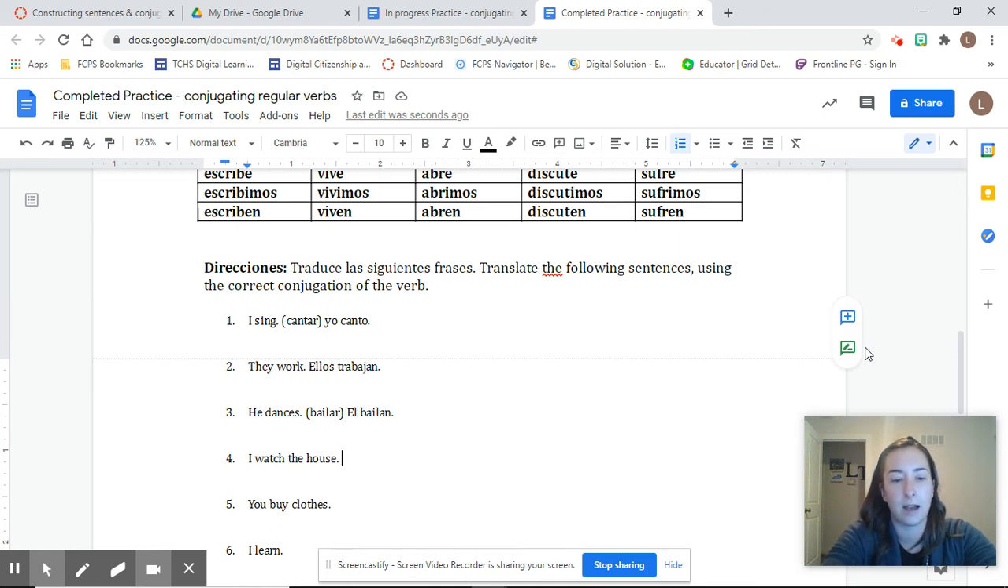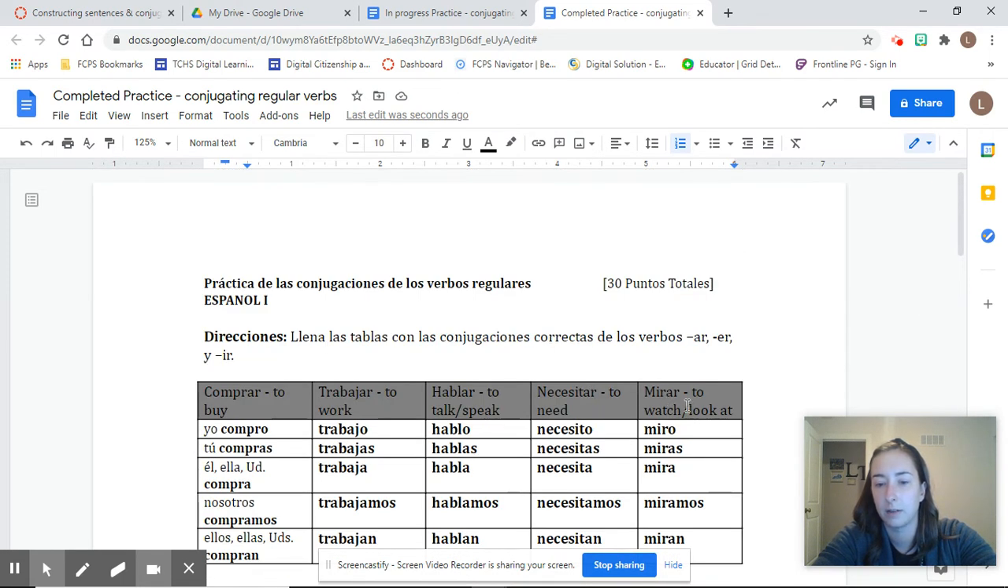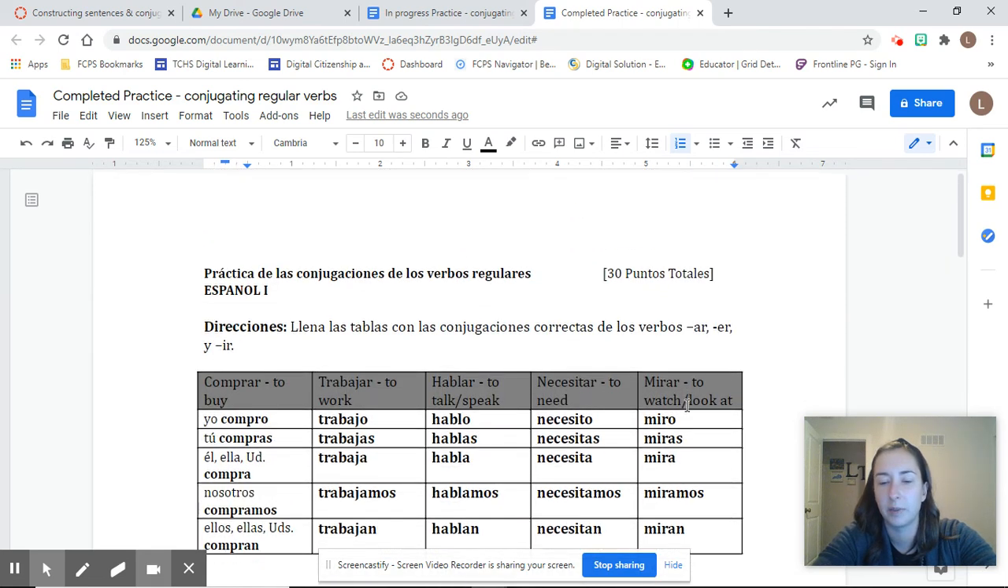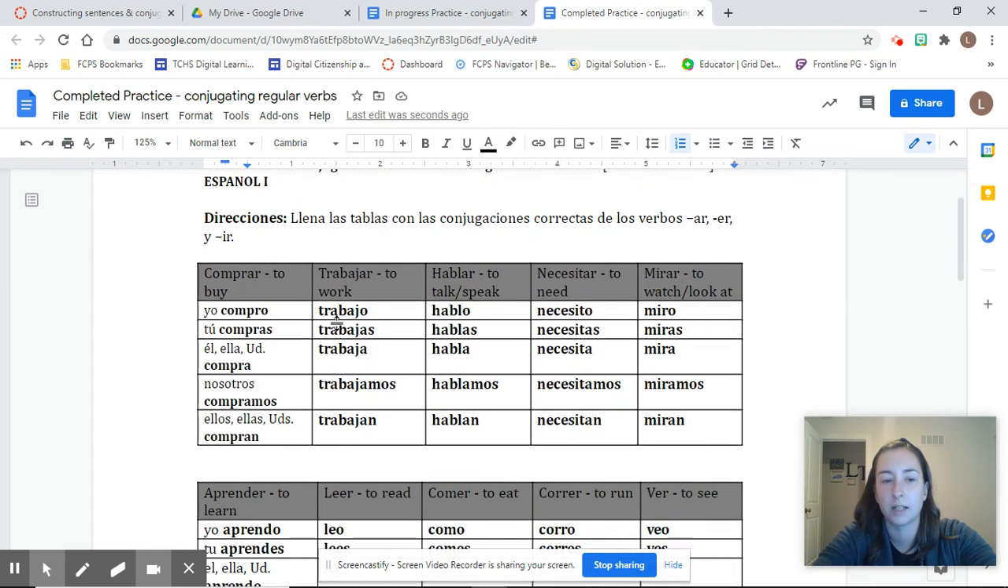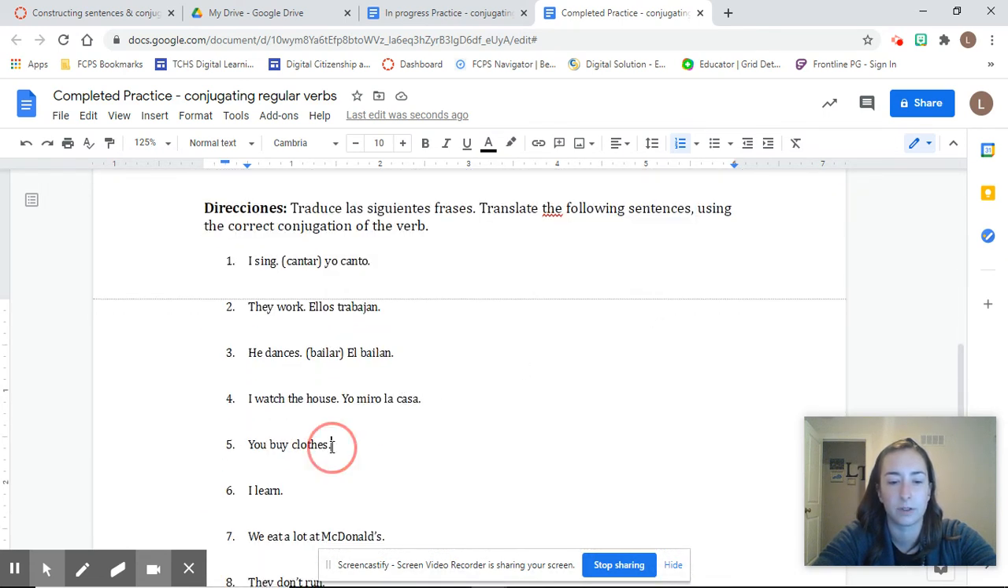I watch the house. Yo miro la casa. So you would go up and find the word for watch. Up here, that's mirar. Mirar and ver are a little bit different. So that's mirar. I watch would be yo miro. So again, use those charts to help you. Don't just use my answers.